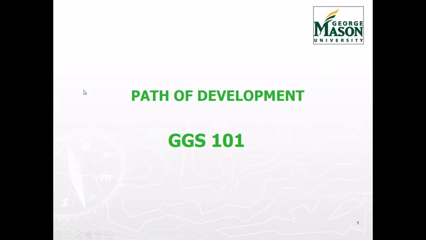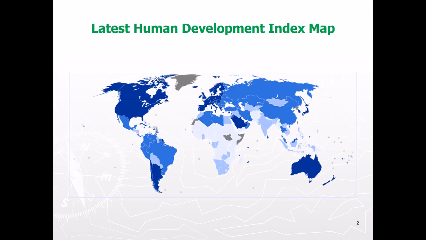Path of development. Is there a path of development allowing a country to become developed? Let me bring another world map indicating the unequal distribution of HDI. This map lays on the latest data published by the UNDP, or the United Nations Development Program. There was no legend, so let me tell you the meaning of each color.